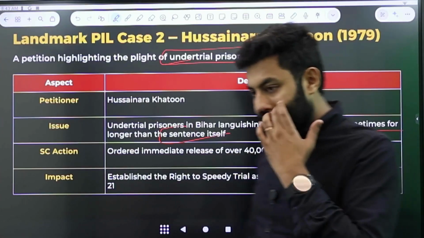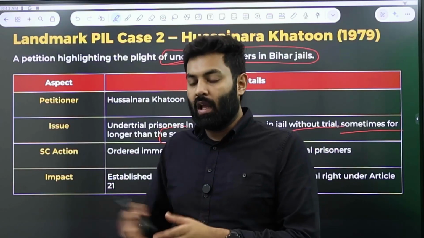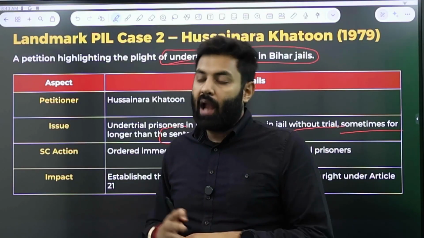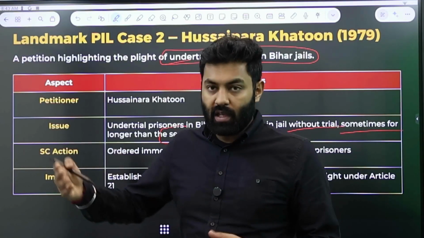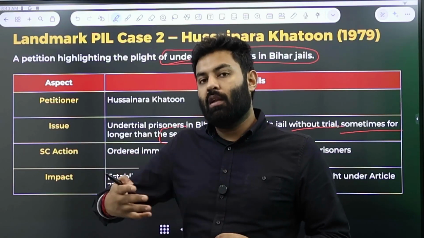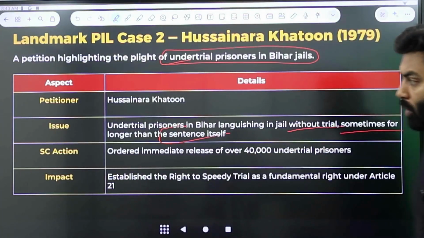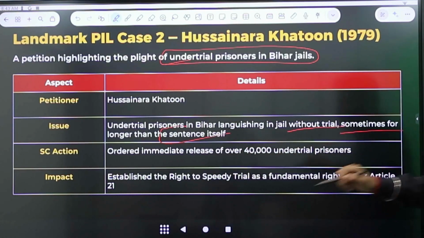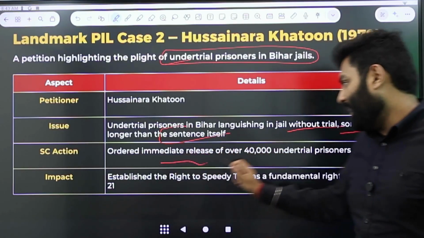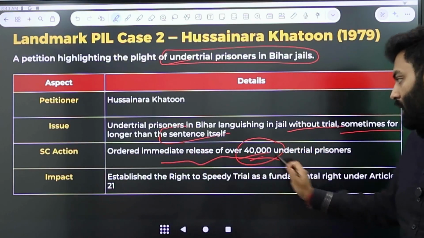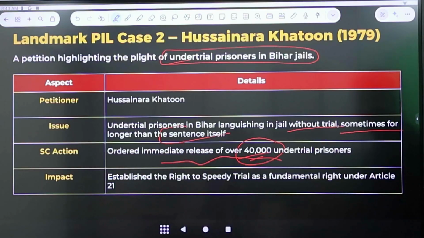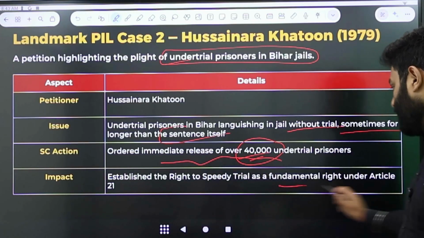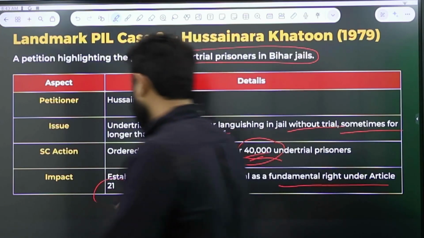So let's say if he or she was finally proven guilty and the sentence was for 5 years, and the trial is going on for, let's say, 8 years. That was the problem in Bihar state. The Supreme Court order after the PIL was to order the immediate release of over 40,000 undertrial prisoners, right? What was the impact? It established the right to speedy trial as a fundamental right under Article 21.